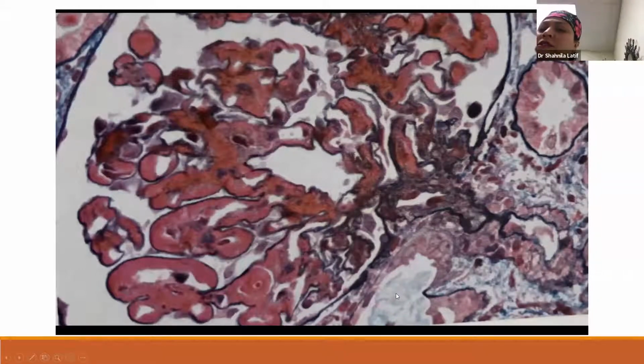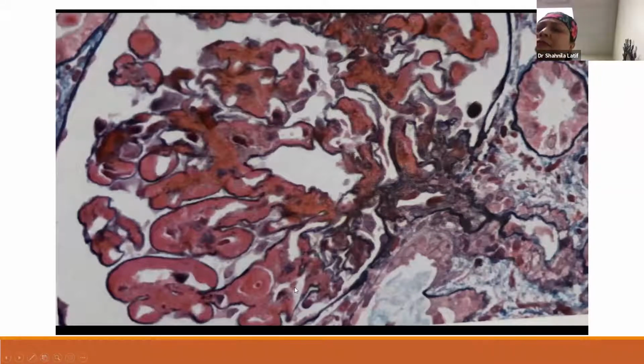This is easy to tell because the deposits are usually red on trichrome stain right there, and they are along the capillary loops, as compared to the basement membranes, which are more bluish or blackish here, and the stain is not absorbed by the deposit. So deposits usually look red, not blue.